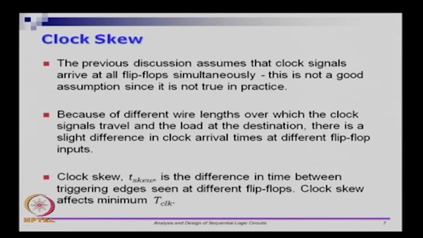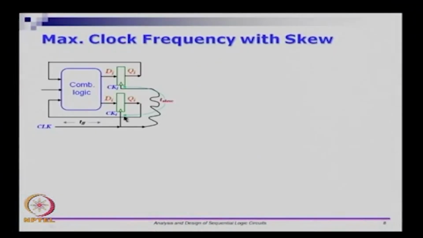Then there is this notion of what is called clock skew. In the earlier case we assumed that CLK, which comes from the external world, appears at CKI and CKJ magically immediately. But remember, we are talking about electrical signals. The electrical signals also take some time to go from the outside of the chip to the clock pins of the flip flop. We call that T skew. Skew in English means change, right? So if there is a skew, there is some change. So clock skew is the difference in time between the triggering edges seen at the different flip flops. So let us see this circuit here.